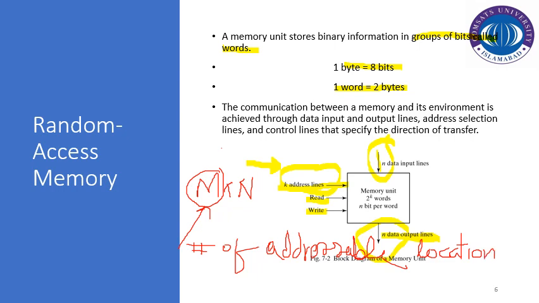And basically m is equal to 2 raised to power k, where k are the address lines that are required in order to access any location of that particular memory. See here the k address lines.